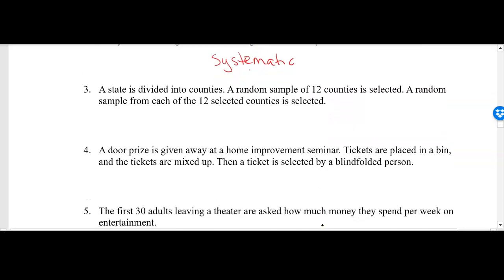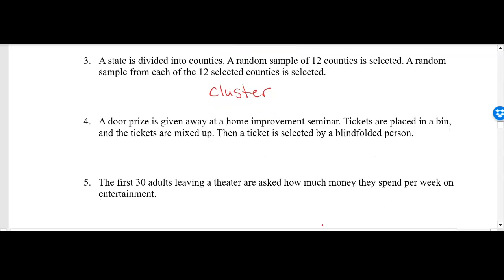Number 3, a state is divided into counties. A random sample of 12 counties is selected. A random sample from each of the 12 selected counties is then selected. Okay, so I kind of think of this in a way that, all right, so we took out this sample and we put it into clusters. That's how I think of it. 12 counties. We take a random sample of the 12 counties and then sample from there. That is what we call the cluster because we put everything in terms of some sort of cluster or region, and then we sampled from the clusters.